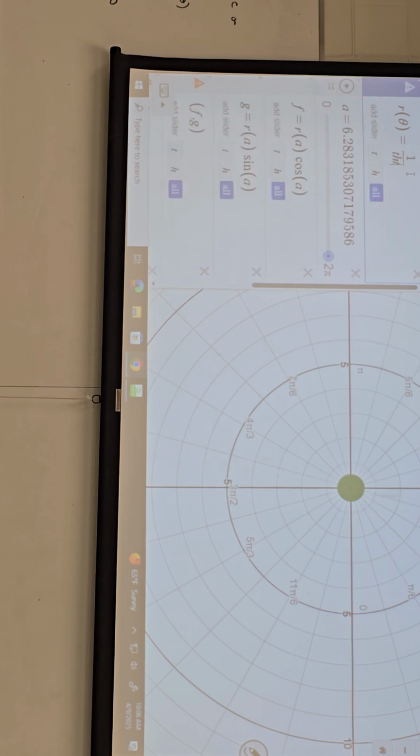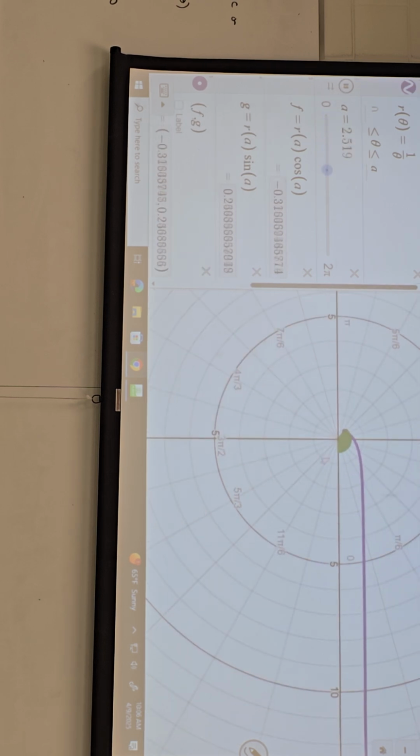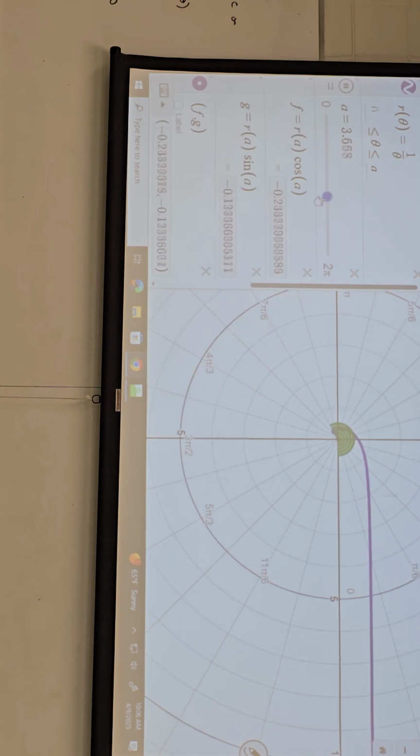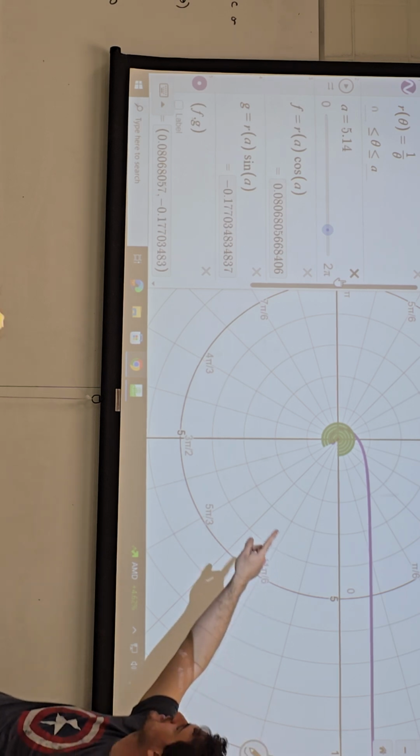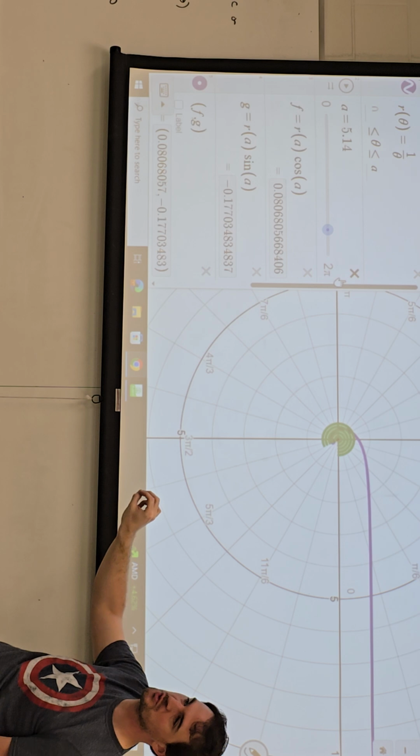I want to see some interesting ones. If I do r of theta is 1 over theta, so if my angle increases forever, I've got 1 over almost infinity. That means as I wrap around, 1 over infinity is going to get closer and closer to 0. So I'm traveling closer and closer to the pole.